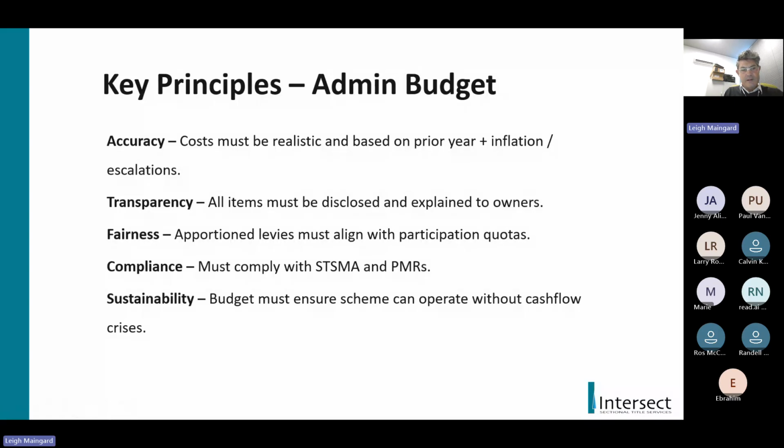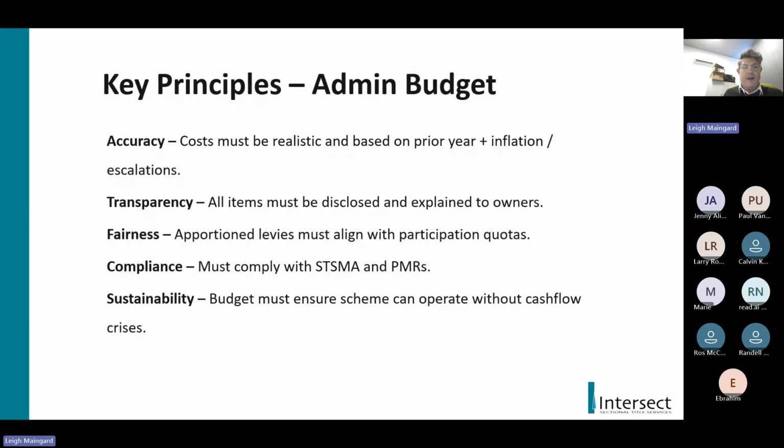Compliance, it must comply with the Sectional Title Schemes Management Act and also the prescribed management rules. And in sustainability, ultimately, the budget must ensure the scheme can operate without a cash flow crisis. And when we talk about a cash flow crisis, what we find very often, especially with new developments, is that the budgets prepared by the developer before the scheme comes into being, they try and keep it pretty low, so that obviously when they're trying to sell the apartments, the levies don't look so high.